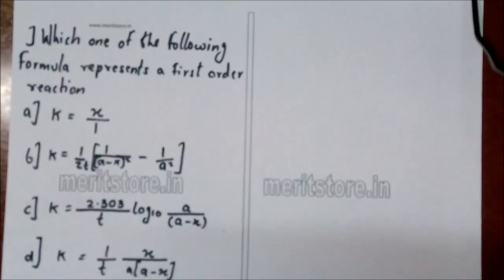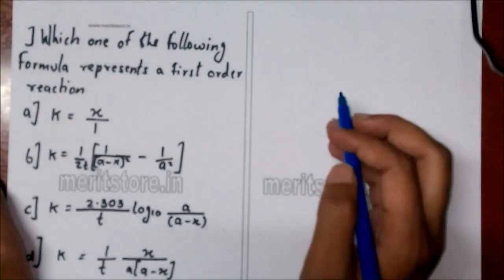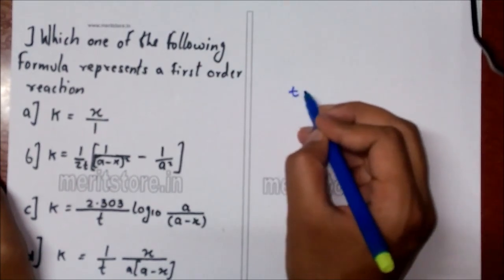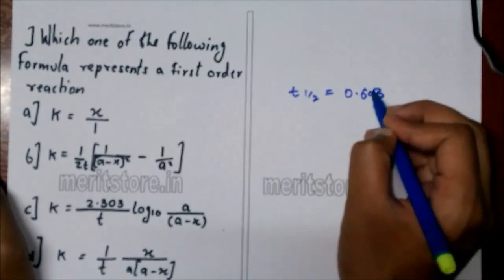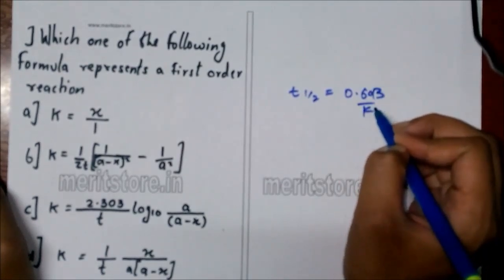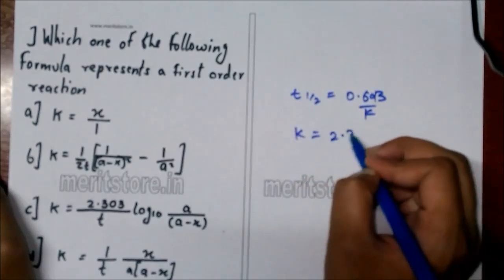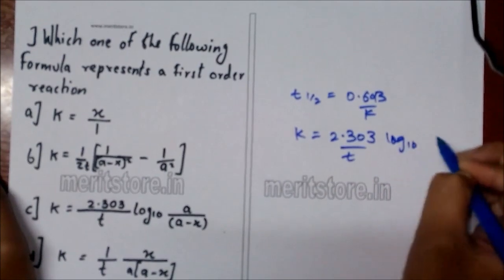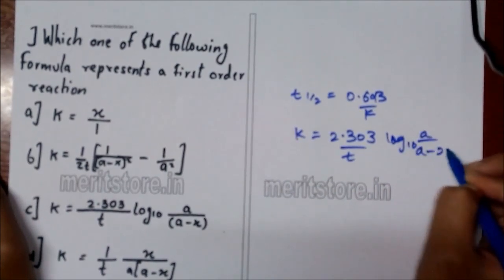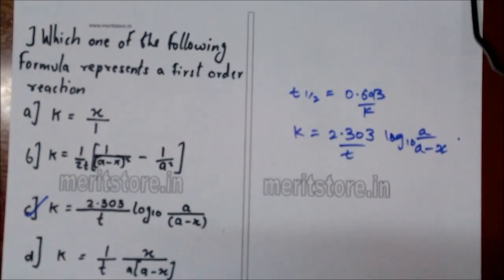Which of the following formulas represents a first order reaction? For a first order reaction, T half will be 0.693 upon K, which is the rate constant, and for a complete reaction K will be equal to 2.303 upon T log to the base 10 of A upon A minus X. So option C is the correct answer. It represents the first order reaction.